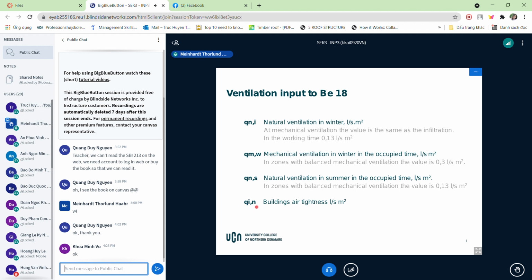And then we have QIN, which is the infiltration in the nighttime, also depending on the air tightness. Okay.